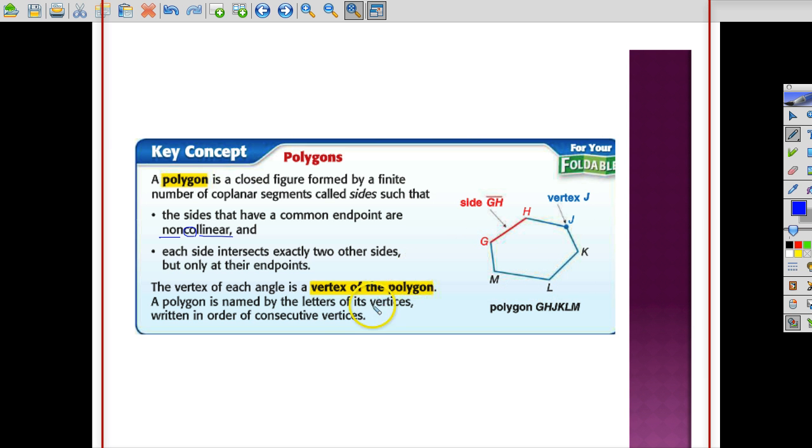A polygon is named by the letters of its vertices, written in order of consecutive vertices. So when you name this polygon, you start with a vertex and then go in order. So here is polygon G, H, J, K, L, M. You can start with any vertex. If you start with H, you can say polygon H, J, K, L, M, G, or you can go the other way, H, G, M, L, K, J. Just start with any vertex and go around in order.